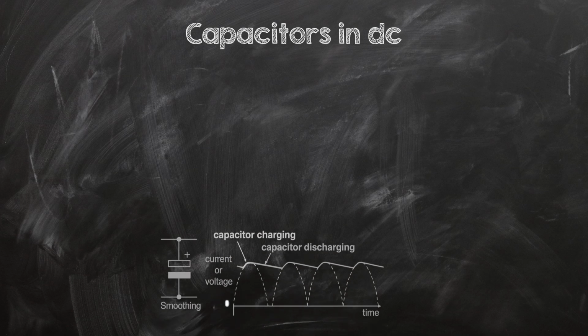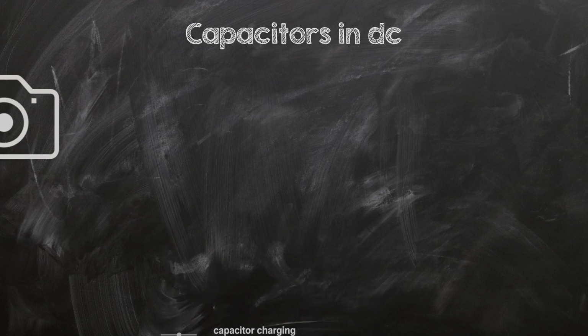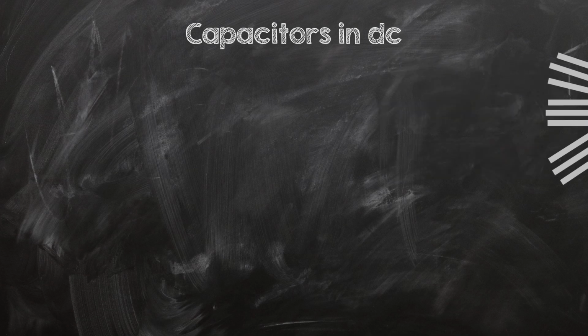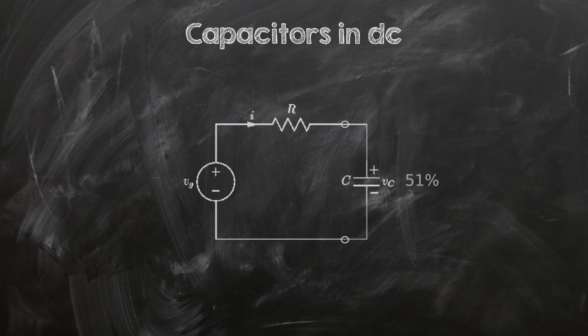Capacitors are everywhere. They smooth voltage in power supplies, provide bursts of energy in camera flashes, and block DC signals in audio circuits. So in a DC circuit, a capacitor first charges, then blocks current once steady state is reached, acting as an open circuit while storing energy in an electric field, and then ultimately discharging.